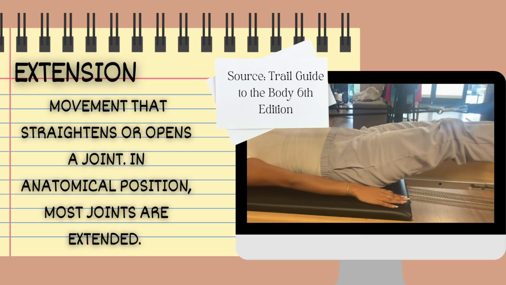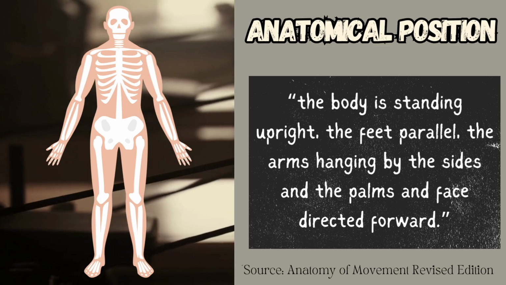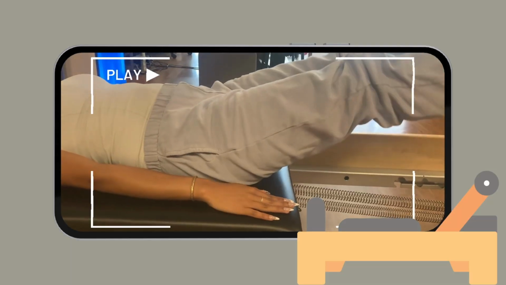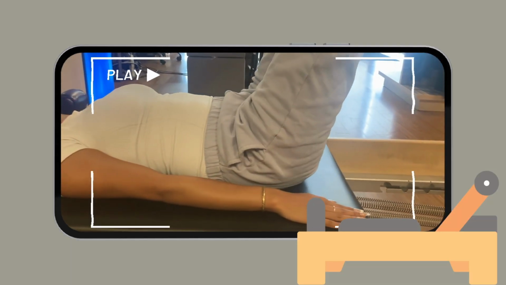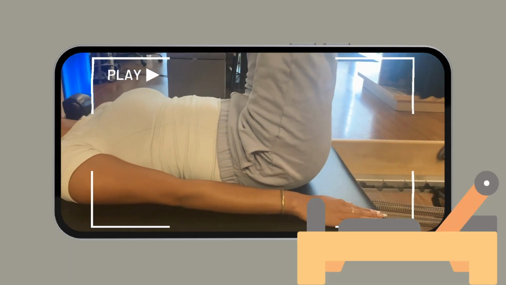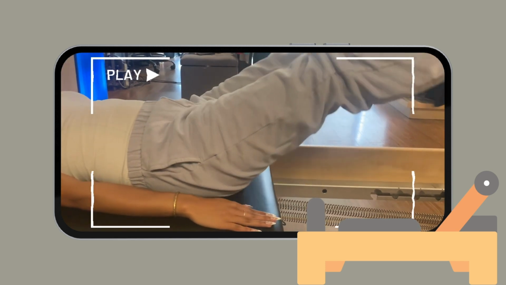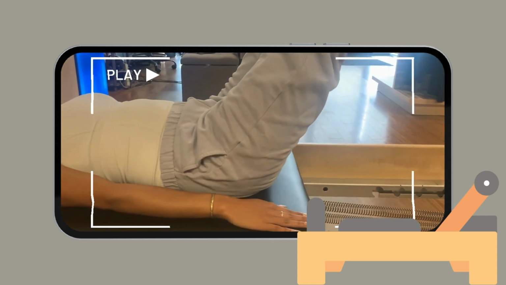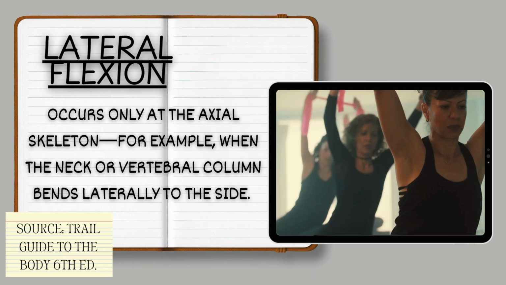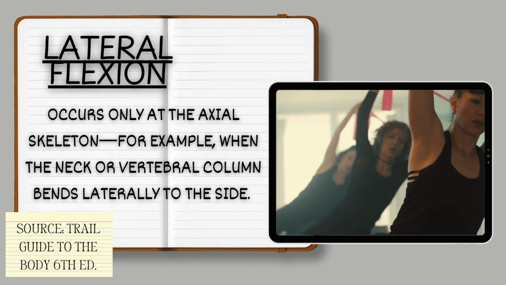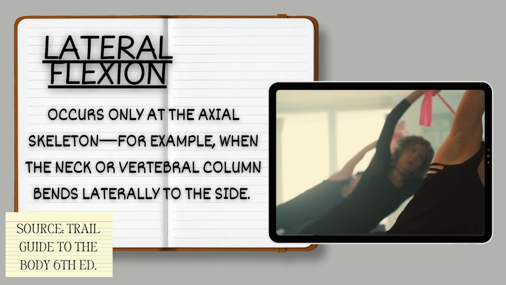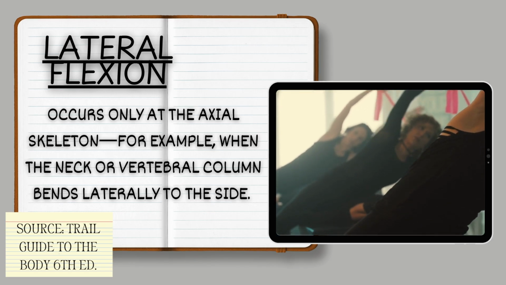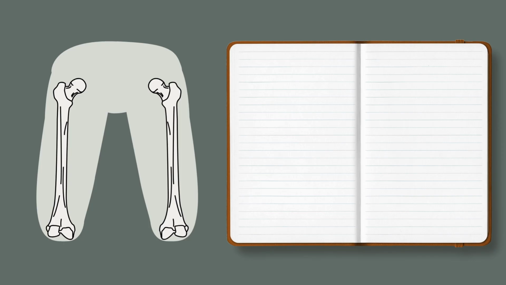So in anatomical position, most joints are in extension. If you're studying STOTT Pilates, lift and lower with your feet in the straps would be an example of flexion and extension at the hip. Lateral flexion is when you bend your spine to the side laterally, and it can only be done in the spine, including lateral flexion at the neck.